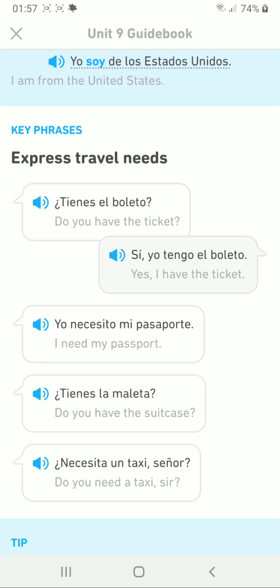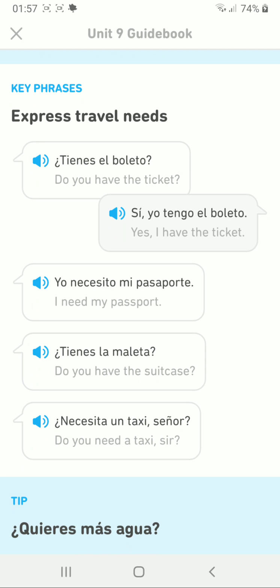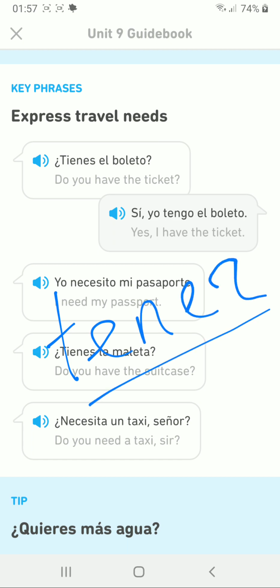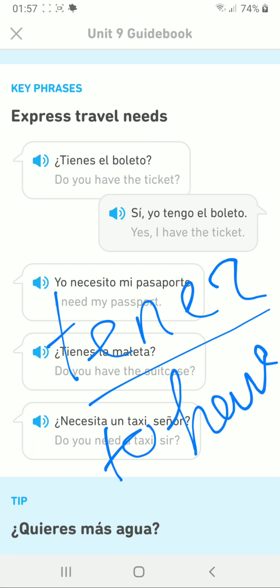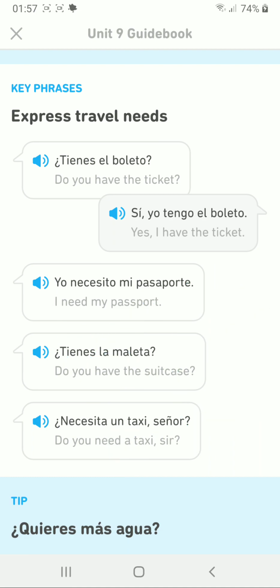And now let's talk about expressing travel needs. ¿Tienes el boleto? Do you have the ticket? Sí, yo tengo el boleto. So tienes is from the verb tener, and the verb tener is to have. Yo tengo, tú tienes, él, ella tiene, nosotros tenemos, vosotros tenéis, and ellos, ellas tienen.